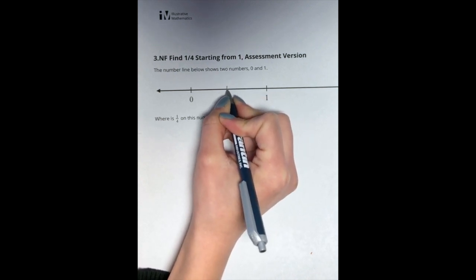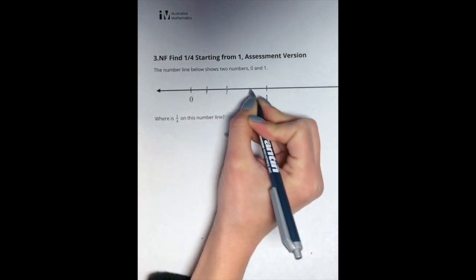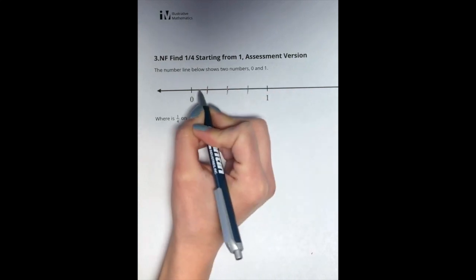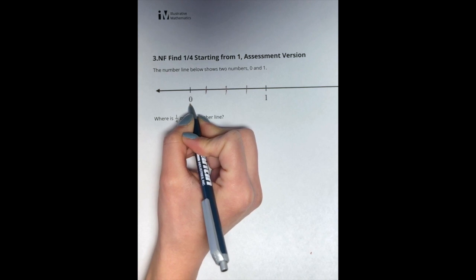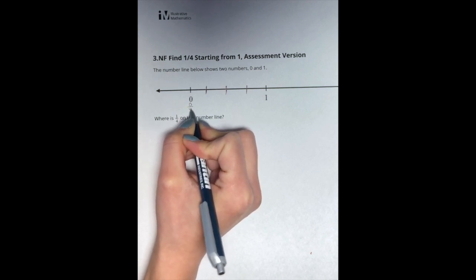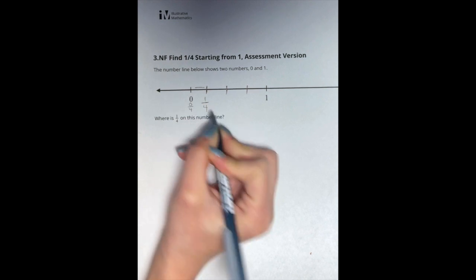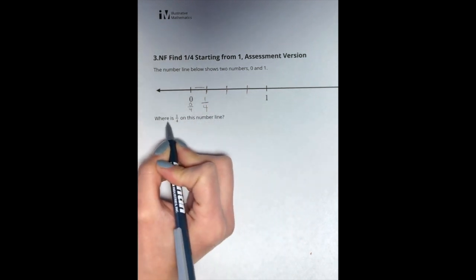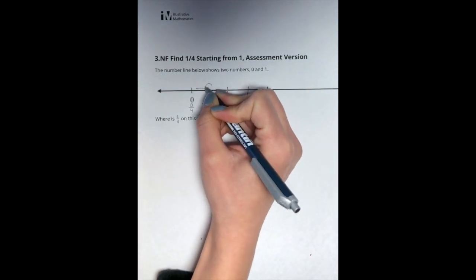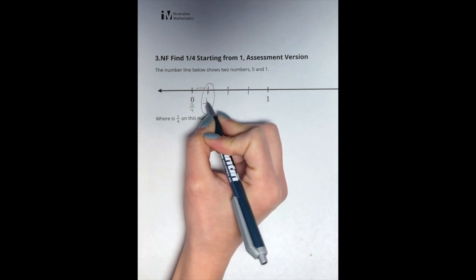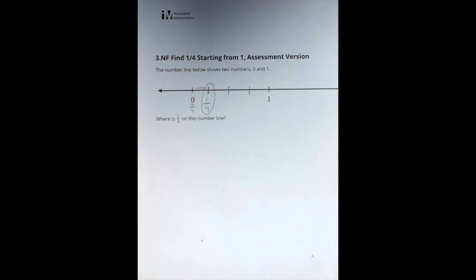So I'd put a line in the middle, then a line over here and here to make 1, 2, 3, 4 equal parts. So I know 0 is 0/4, and I know that this would be 1/4. So all it's asking is where's 1/4 on this number line, and I found it right here. 1 part of my whole divided into 4 equal parts.